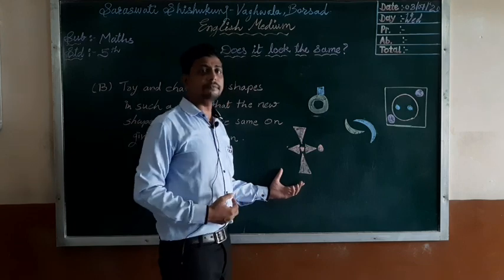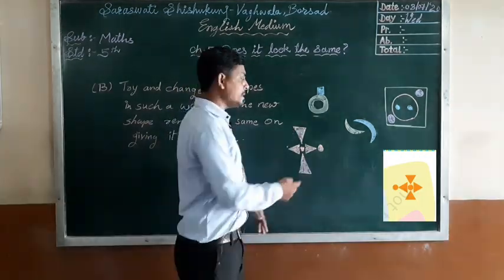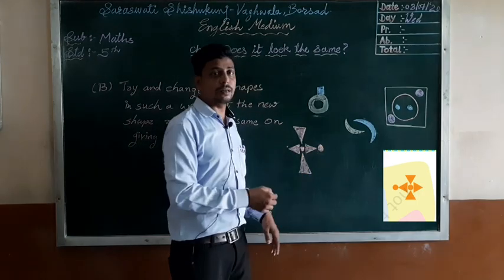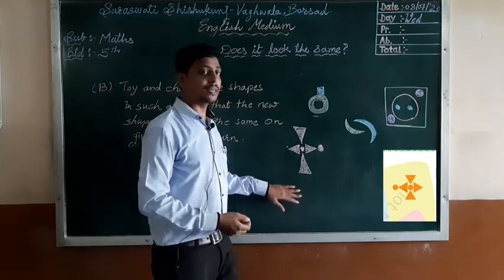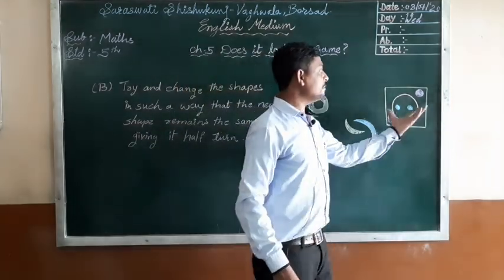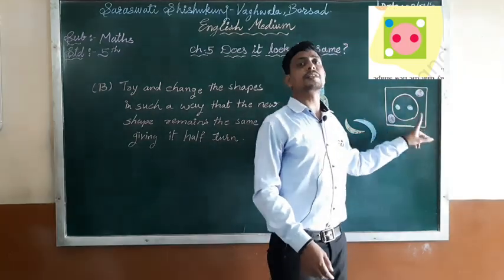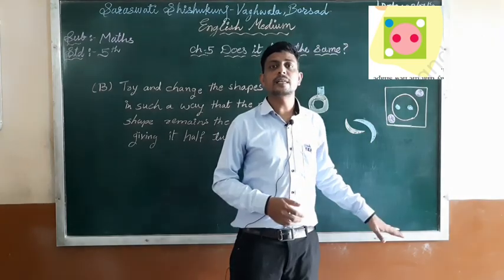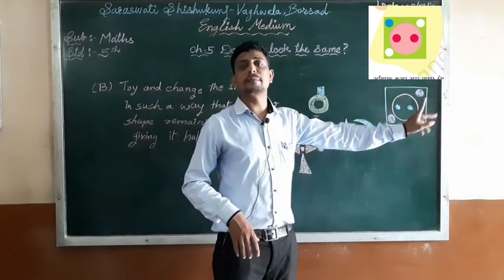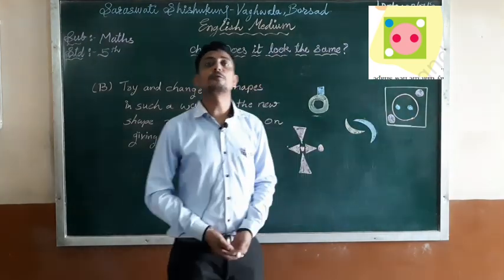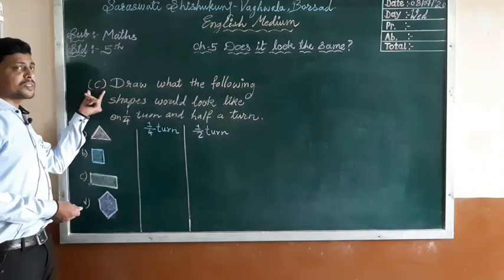Now in this picture, if we rotate this shape, then the shape will not remain the same because this extra circle will come on this side. So that's why it will not remain the same. Now the last picture, if we rotate this picture into half, then this picture will remain the same. So these are the pictures. Out of them, only one picture is there that will remain the same. Now we will move to the next question, question number C. Last question of today, question number C.